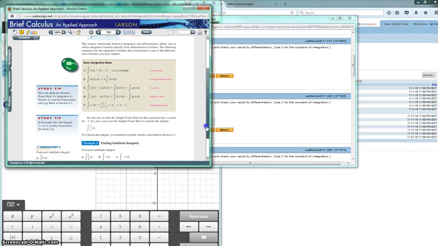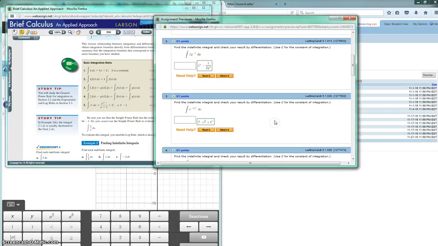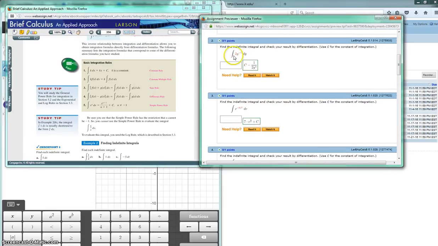On the next page is where we get some of our basic rules for integration that we'll be looking at in some of the problems. In number 2, we have the integration of 2y to the negative 5. Looking at these rules, I could pull out that constant so the 2 comes outside, and then use the power rule because I have y to the negative 5. So it would be a combination of the constant multiple rule and the simple power rule. I'm going to do a supplement for number 2 to show you how I'd work that out.